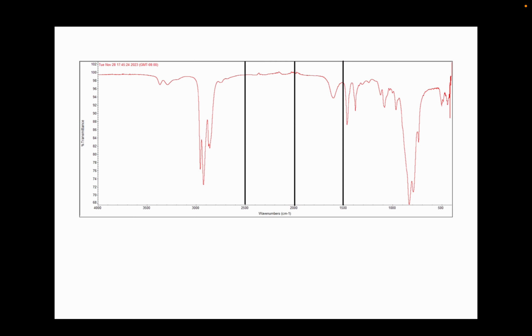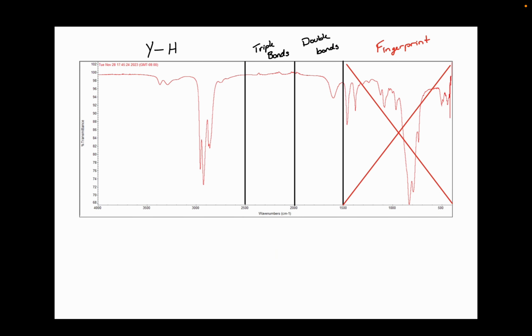On the very right-hand side here, we've got the fingerprint region. And what do we do with the fingerprint region? We completely ignore it. There is certainly some information here if you're more advanced at IR, but as far as I'm concerned, I don't look down there. I don't know what's going on down there, don't really care. The next region up is where our double bonds live. The next region is where triple bonds live. And then finally, we have our anything-bound-to-hydrogen region. This is the biggest region of our spectrum, and usually where our most interesting functional groups live, or at least a lot of them.